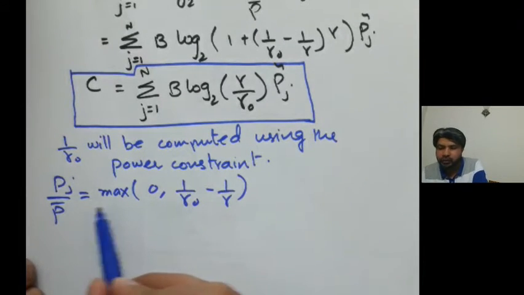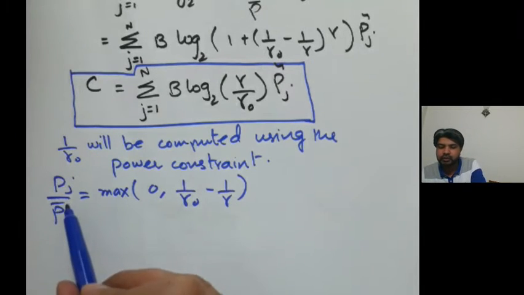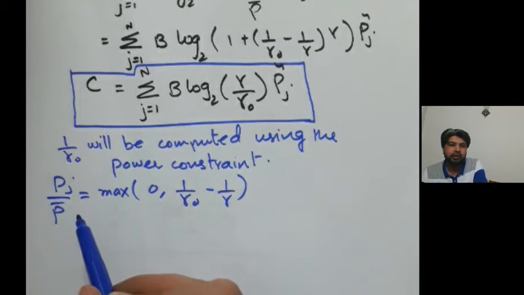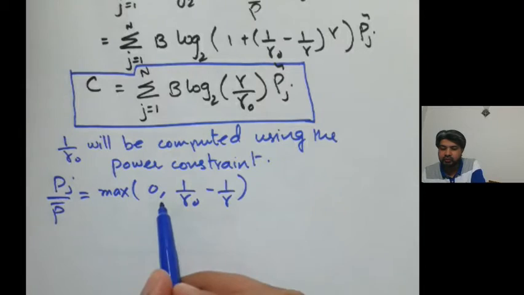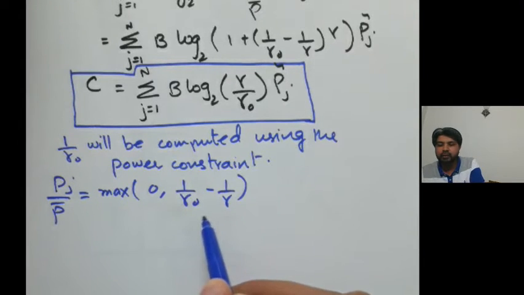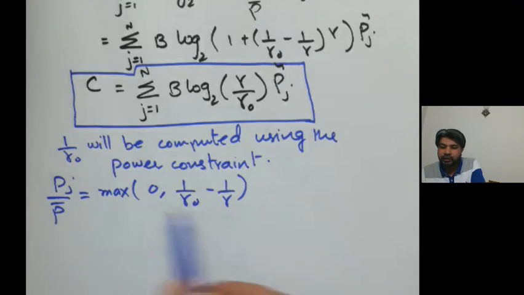Another way of writing the same thing is that your Pj over P bar, or your power allocation strategy, would be the maximum of 0, comma, 1 over gamma naught minus 1 over gamma. So that is a constraint we have to follow.